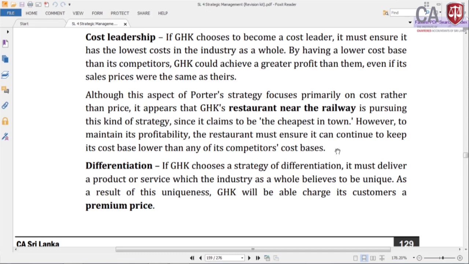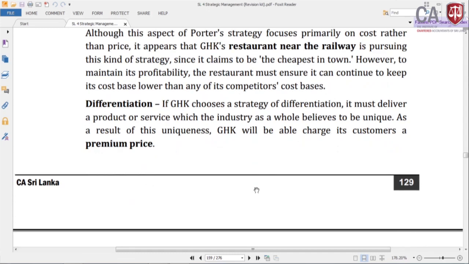Differentiation: if GHK chooses a strategy of differentiation, it must deliver a product or service which the industry as a whole believes to be unique. As a result of this uniqueness, GHK will be able to charge its customers a premium price.